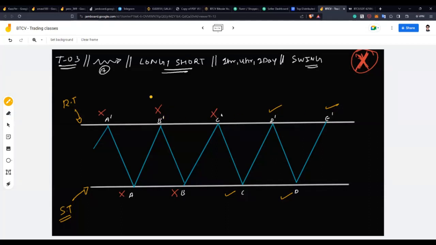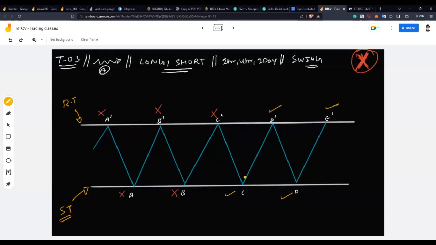Okay. But the first 5 points, generally we ignore. Why? Because up to this point, we don't even know if this is going to be a trend or not. We need 3 dots, correct? But once we have a third dot on a resistance trend line or a support trend line, then we know there is a chance that it might act as a channel.